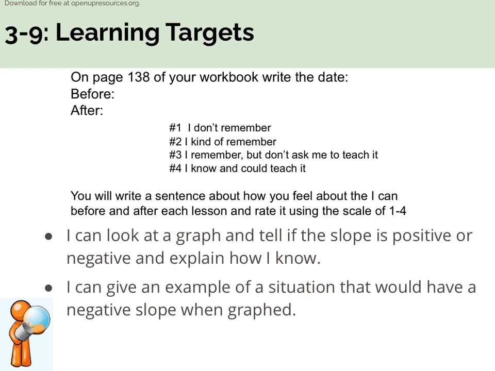So go ahead and go back to page 138. Go ahead and give yourself a sentence about this lesson. So I can look at a graph and tell if the slope is positive or negative and explain how I know. And I can give an example of a situation that would have a negative slope when it's graphed. Give yourself a sentence and also a number. So 1, I'm still confused. 2, I kind of got it. 3, I did get it. And then 4, I can teach it to my friend.